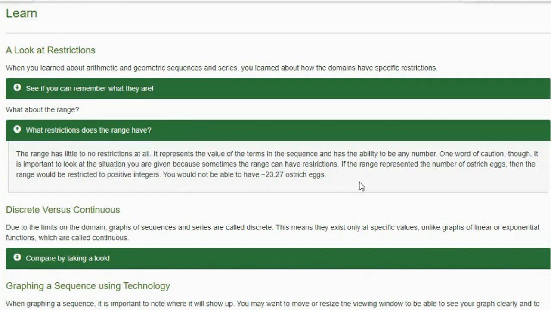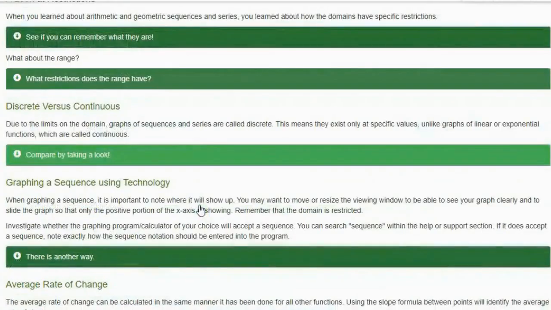Now, discrete versus continuous. Due to the limits on the domain, graphs of sequences and series are called discrete. That means they only exist at specific values. We don't connect them with a line, because that's continuous. A line means every value between 1 and 2. If we have a line that goes from 1 to 2, we're talking about every single value between there being included. And that's not true with sequences and series.